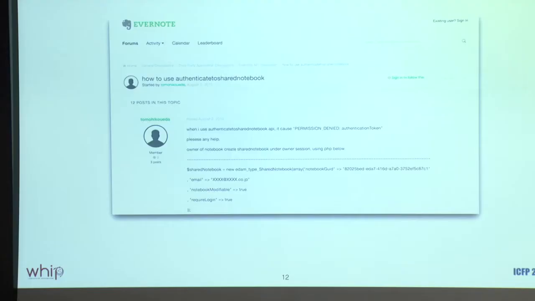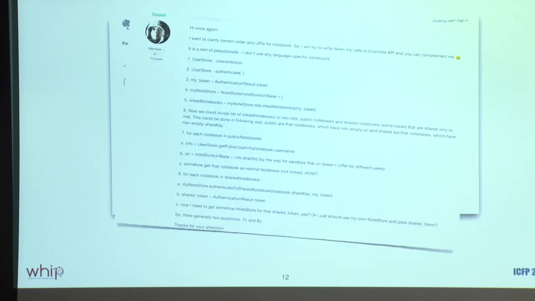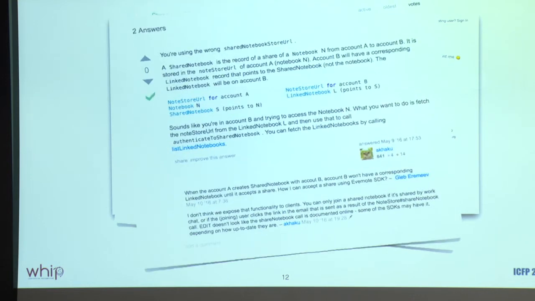For example, here's a user asking for help using this API because they're getting a not very descriptive permission denied exception. To debug it on the forums, they had to go through their entire workflow describing what they did. And there are actually many forum posts on the developer website and on places like Stack Overflow asking for help on just this particular flow I described, which is really just one small part of the overall API that just Evernote provides.